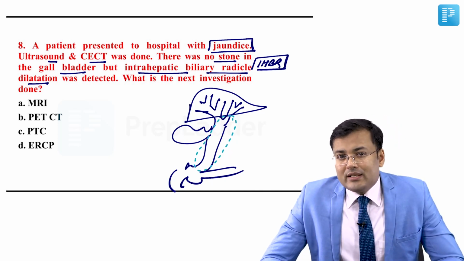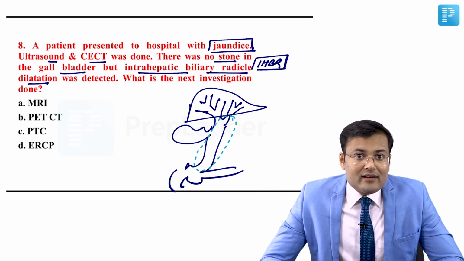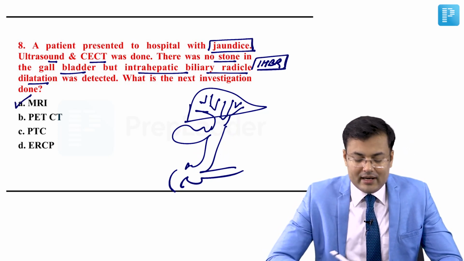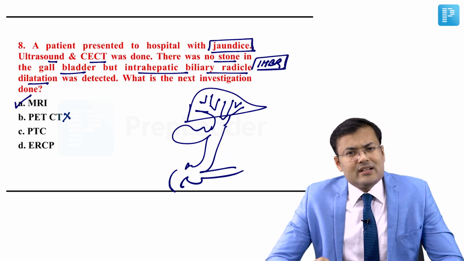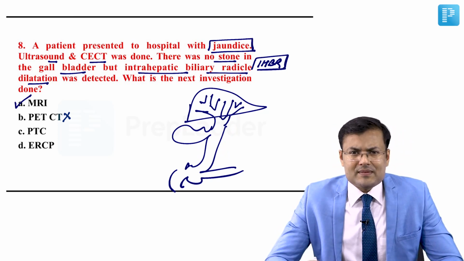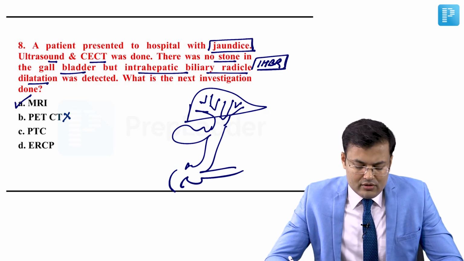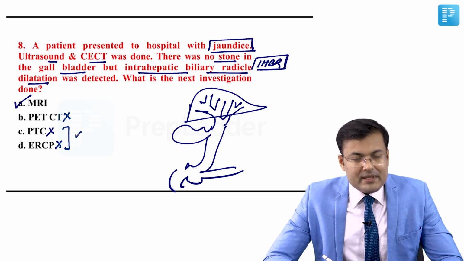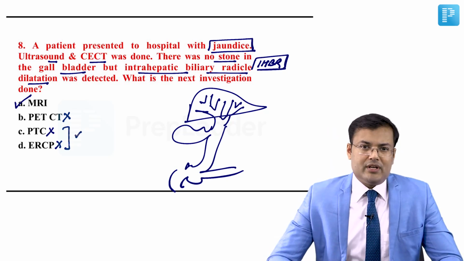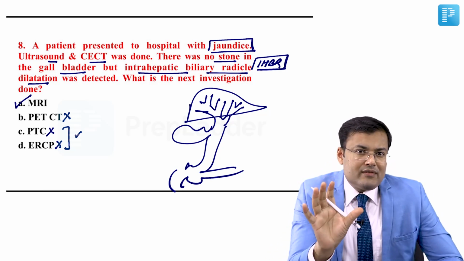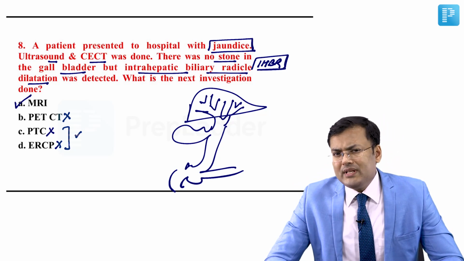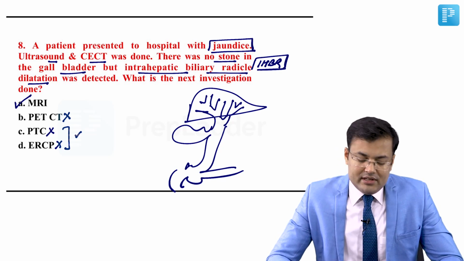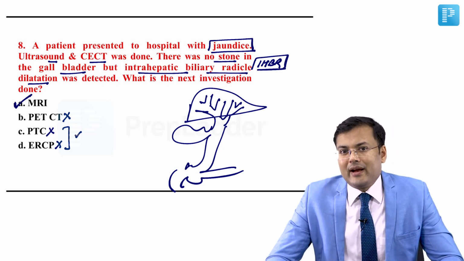And you know, MRCP is T2 phase of MRI. So what is the correct answer? The correct answer for this question is A, that is MRI. We don't go for PET-CT. PET-CT is generally done in patients who have metastasis or recurrence. PTC and ERCP are both diagnostic and therapeutic, so until and unless you have a confirmed diagnosis, we generally don't go for PTC or ERCP directly. So the correct answer for this question is MRCP. It's not given in the options, so we will mark what? A, that is MRI.